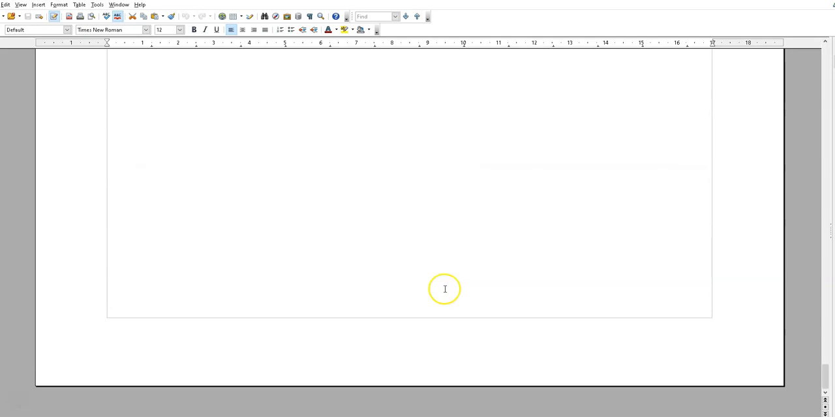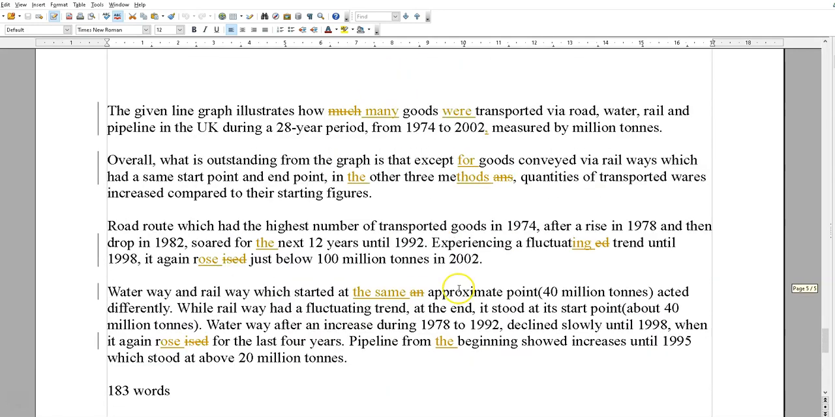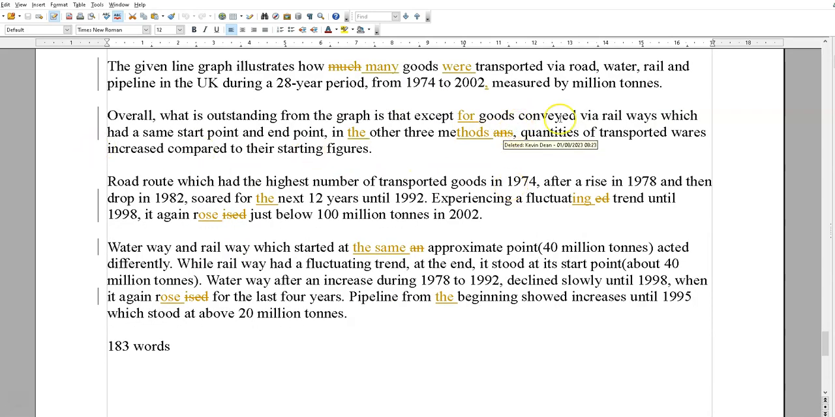Okay, and this should be the final one. This is going to be a short video. Much, many, countable, uncountable were transported. Increased, rail, okay, but what's the biggest? What's the smallest? Okay, so you've got 3 increased, 1 remained the same, but still, what's the biggest? What's the smallest? Get those key features in. Okay. Road, water, experience, fluctuating trend, and then okay, that's road, water, and rail.